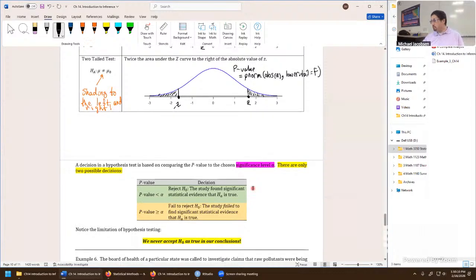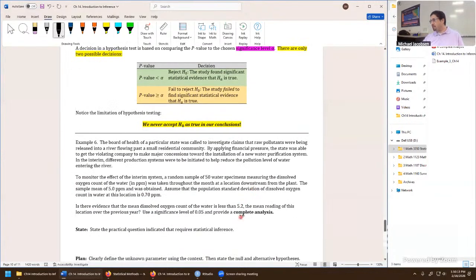Okay, my next problem is a pretty convoluted looking scenario, but it's a fun one to get through on a very first top to bottom statistical analysis. There's a lot of context, but this is par for the course for a real statistical problem. You might have pages of context if you're dealing with something that's a really serious statistical problem needing to be solved. It starts off by saying the Board of Health of a particular state, say Idaho, was called to investigate claims that raw pollutants were being released into a river flowing past a small residential community. So this could trigger all sorts of legal trouble for the company.